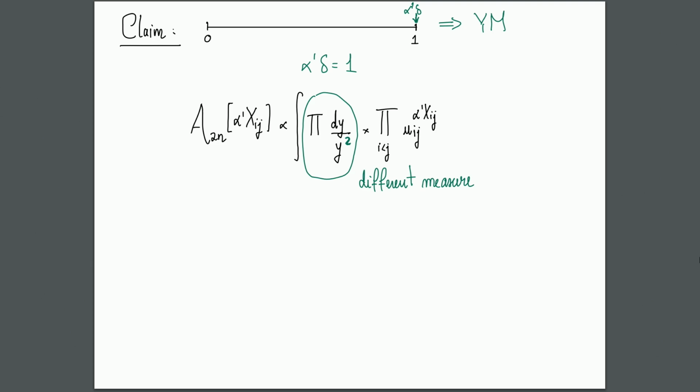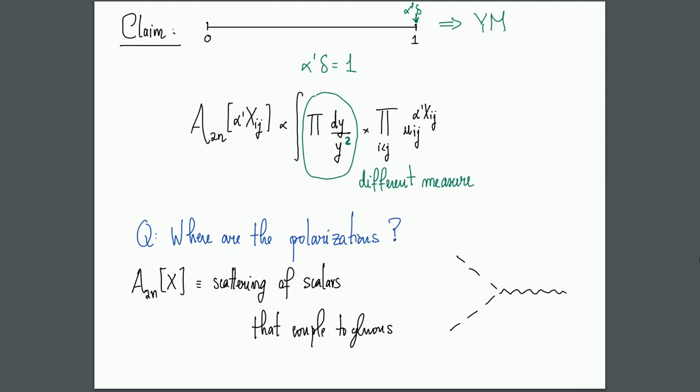And so the first thing one can ask is, if I'm talking about gluons, the polarizations should appear at some place. And it turns out that this object is really describing the scattering of colored scalars, but they're crucially coupled to gluons in the standard way.